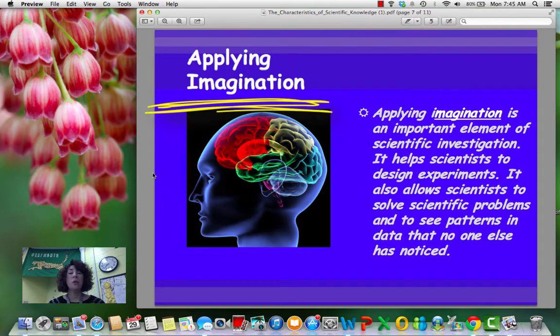But we can also apply our imagination. And that's an important element. It helps scientists to design experiments. It allows scientists to solve scientific problems and to see patterns in the data that maybe nobody else has been able to see before.